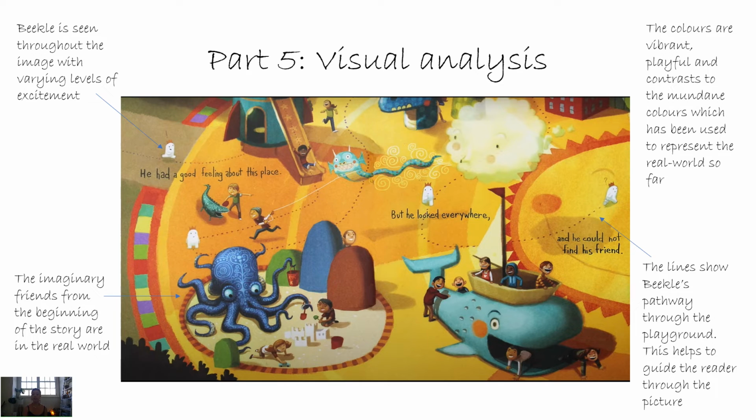The gaze of Beekle also assists the viewer to know where to look. At the middle two instances, his gaze is to the interaction of the children with their imaginary friend, this being Beekle's ideal. The path of Beekle throughout the playground is inferred to the viewer through dotted lines. This provides the reader with a guide to where their attention should be throughout the image.